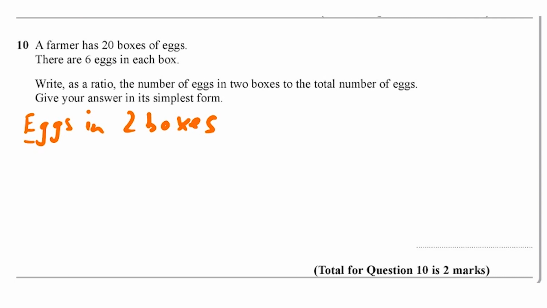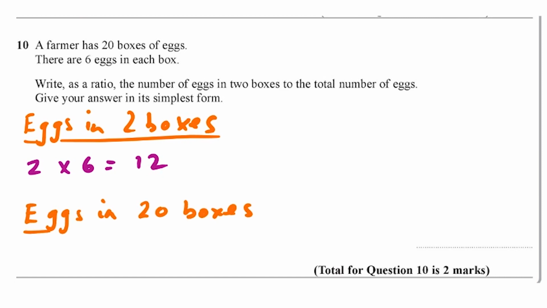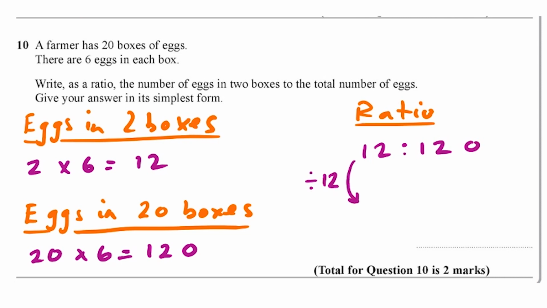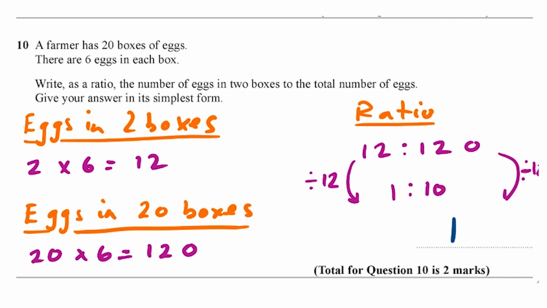So the number of eggs in 2 boxes is just 2 times 6, which is 12, and the number of eggs in 20 boxes is 20 times 6, which is just 10 times bigger, essentially, isn't it? So that's 120. So the ratio then of eggs in 2 boxes compared to the total number of eggs is 12 to 120. Both of those numbers are multiples of 12. In other words, they can both be divided by 12. So if I do 12 divided by 12, I get 1. If I do 120 divided by 12, I get 10. So that tells us that the ratio is 1 to 10.